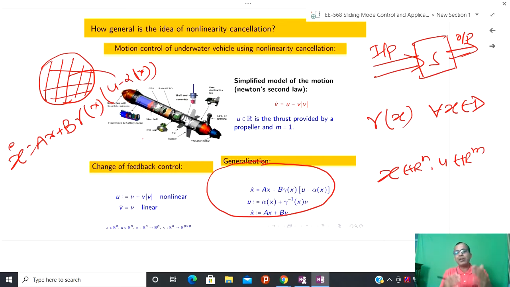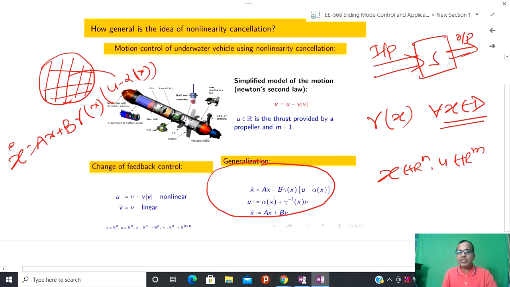Most of the time we assume that whatever car I have created will run on the road only. I am not saying that the car will also fly, travel inside the water, or go to Mars. For a specific application I have to create some kind of system, and for that reason I am only worried that the state belongs to this particular region D. And after that I have created this control u equals alpha(x) minus gamma inverse(x) times nu.